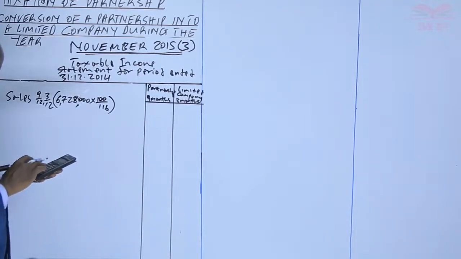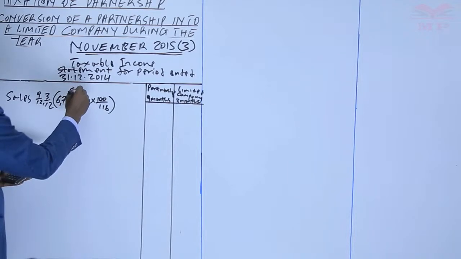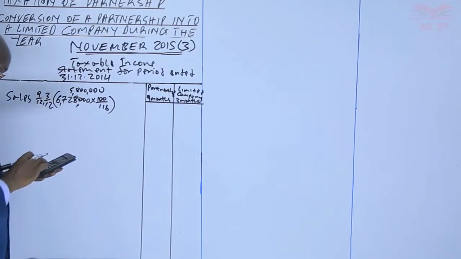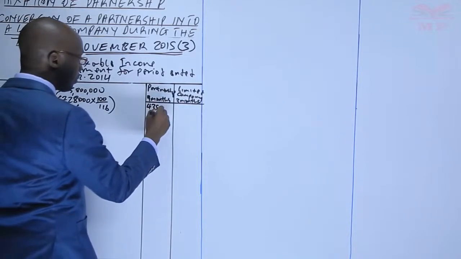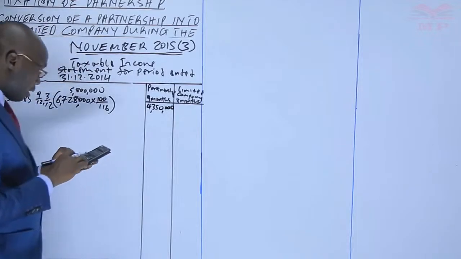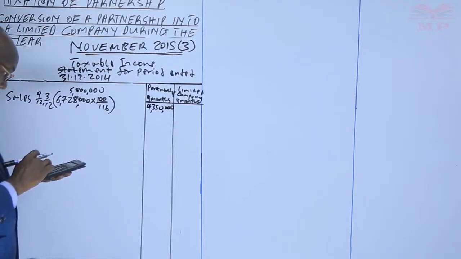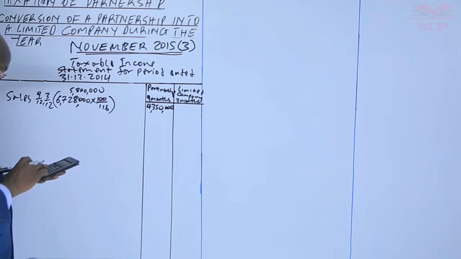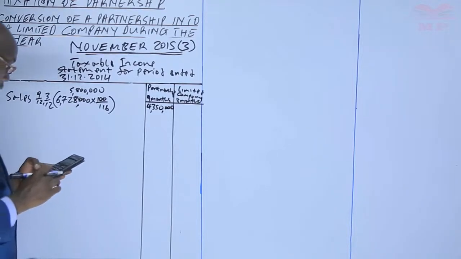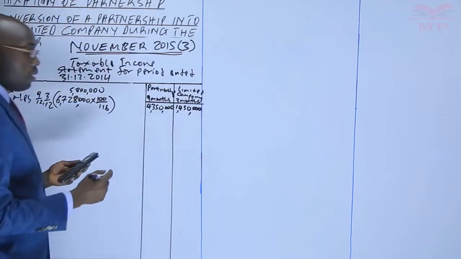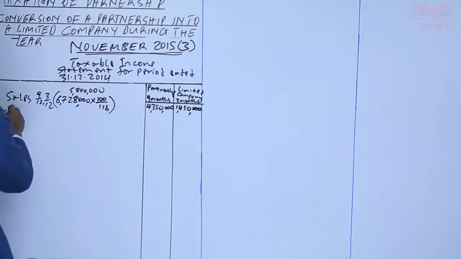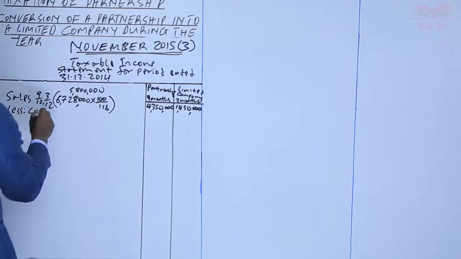67,28,000 times 100 divided by 116, and then what we get is 5,800,000, and then we take times 9 over 12, that gives us 4,350,000. And this other one is going to be 5,800,000 times 3 over 12, which we get 1,450,000. Now, gross profit method, after getting the sales, we normally less the cost of sales.